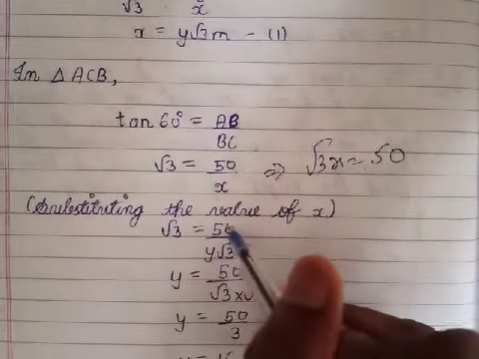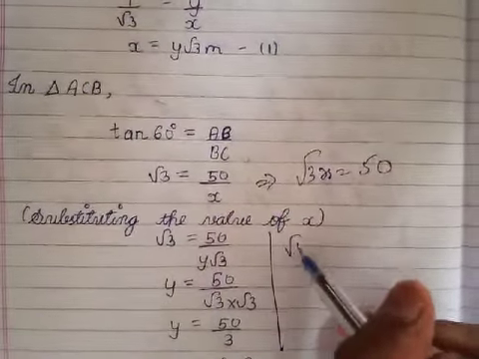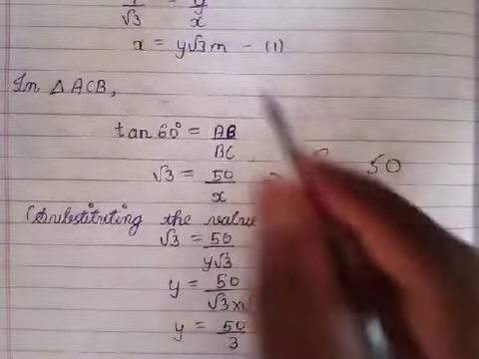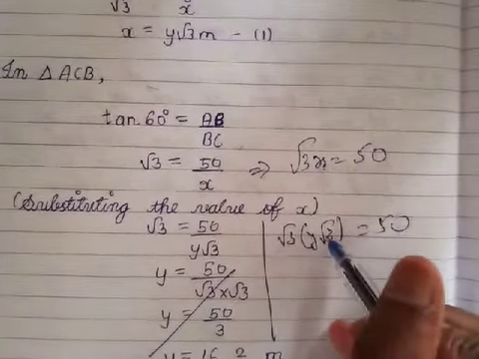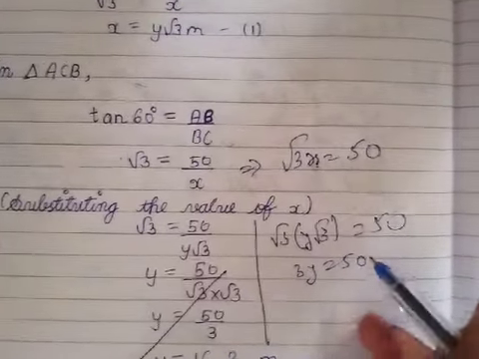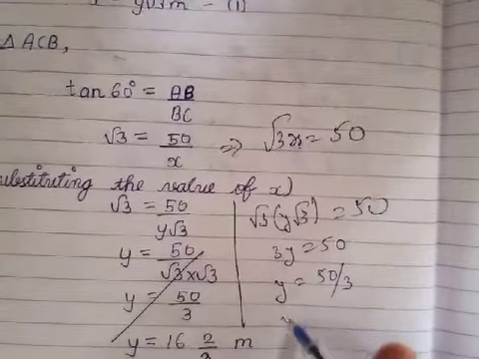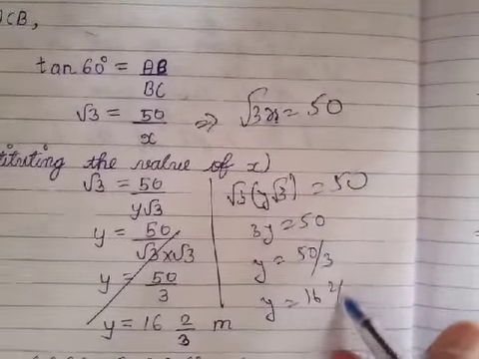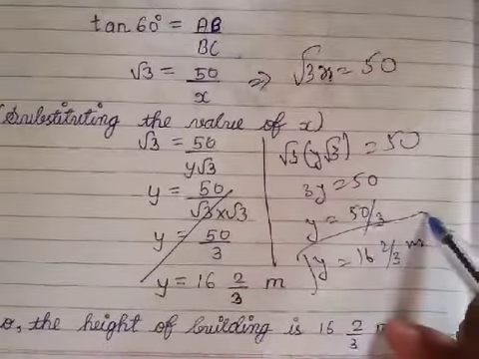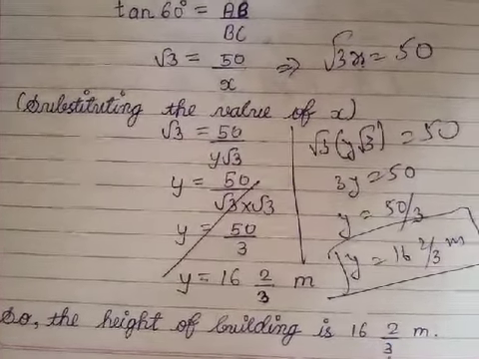Now you substitute x from here. So root 3 in the bracket x, and x is what? Y root 3. Okay, is equal to 50. So what do you get? Root 3 into root 3 is 3, so 3y is equal to 50. So y is equal to 50 by 3. Okay, this is your answer. So the height of the building is 50 by 3 meter.